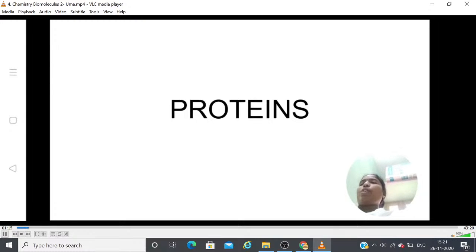Again, I repeat it. The word protein is derived from the Greek word proteos. Proteos means primary or prime importance. All proteins are polymers of alpha amino acids. Proteins are most abundant molecules of the living system. The sources of the proteins are milk, cheese, peanuts, fish, meat, etc. They are present in every part of the body and also required for growth and maintenance of the body also.